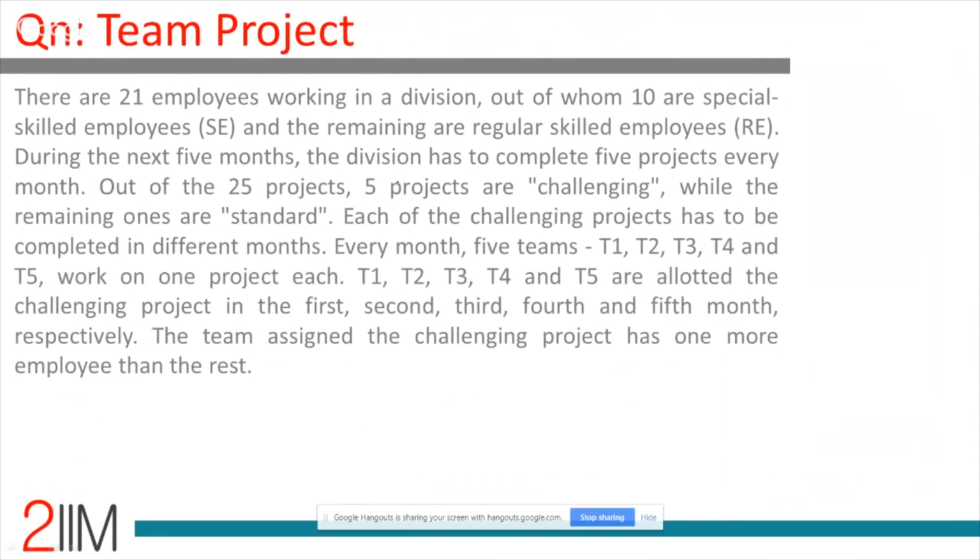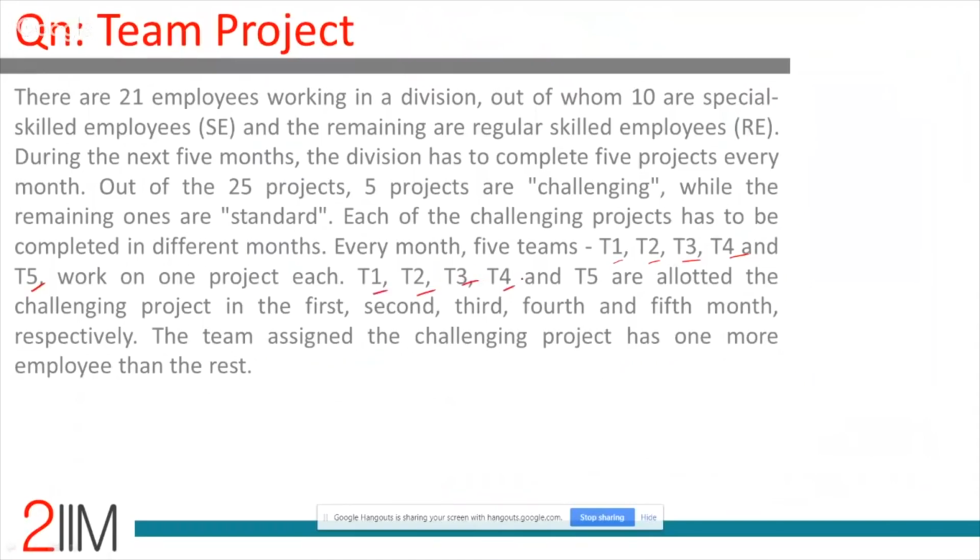So 2 types of employees, 10 special skilled and 11 regular. Next 5 months, the division has to complete 5 projects every month. Out of the 25 projects, 5 are challenging, remaining 20 are standard. Each of the challenging projects has to be completed in different months. So month 1, month 2, month 3, month 4, month 5. Every month, 5 teams, T1, T2, T3, T4, and T5 work on one project each.